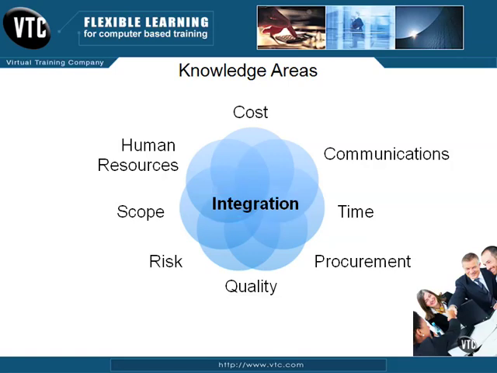Our next knowledge area is project scope management. This knowledge area manages the project scope to avoid scope creep by defining and controlling what is and isn't included in the project. There are 5 processes: collect requirements, define scope, create WBS, verify scope, and control scope.